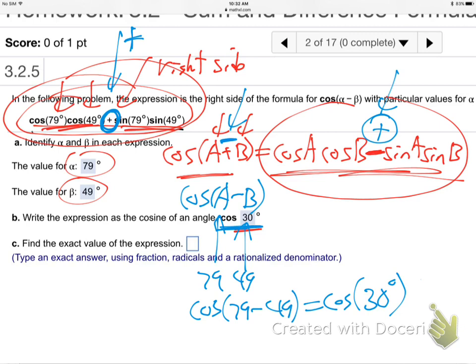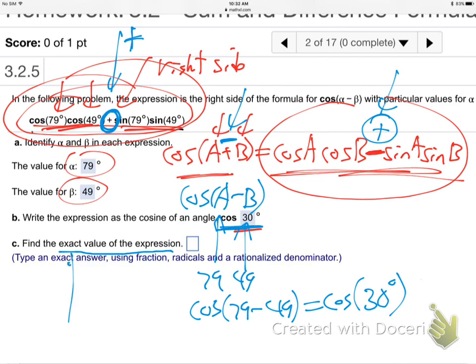And then the final question. What's the exact value of that expression? What's the exact value? Now, what do they mean by exact value? They want me to take the unit circle. Whenever they say exact value, they're talking unit circle. Take the unit circle, put the cosine of 30 on it.